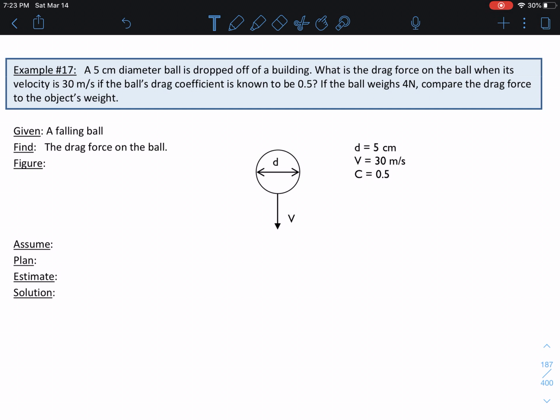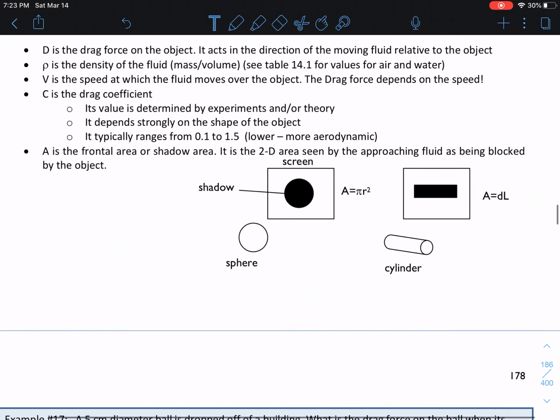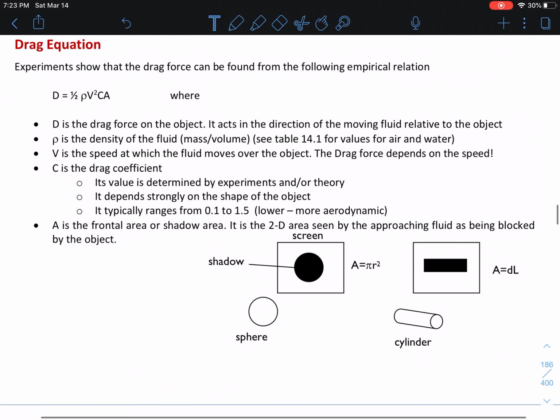Next, I'm going to solve example number 17. It's on page 178. It's about drag force. It's like kind of using the equation for the first time. So I want to go over the equation first.